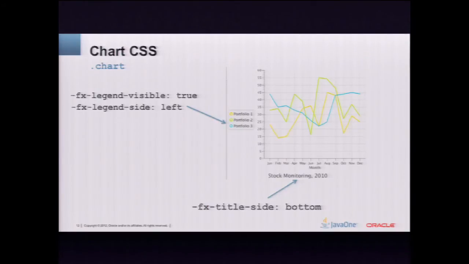Similarly, we can set the legend visible to true, which is actually the default. If you don't want a legend for your graph, you can turn that off. You can also set the side where the legend is presented. Here, rather than having the legend at the bottom, I've said put the legend on the left of the graph. So you've got flexibility in how you arrange the items as well as how you present them.